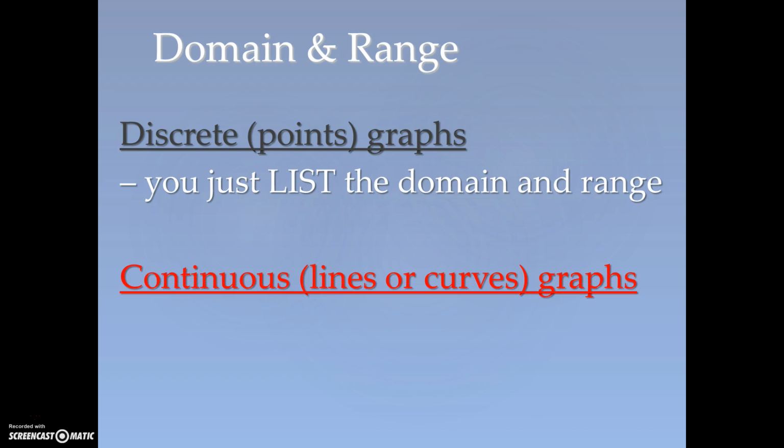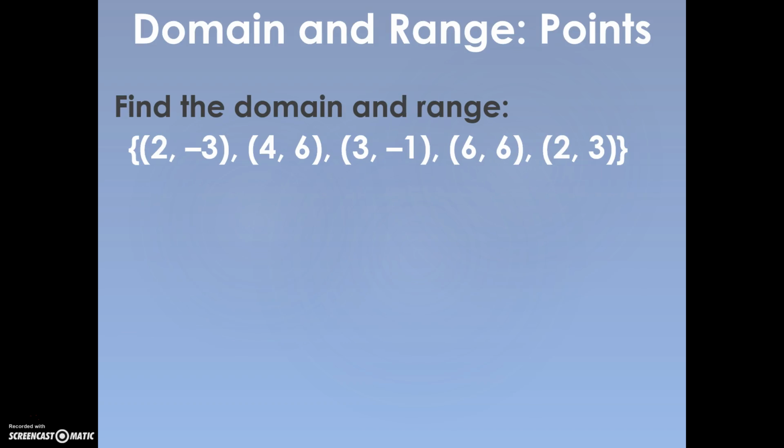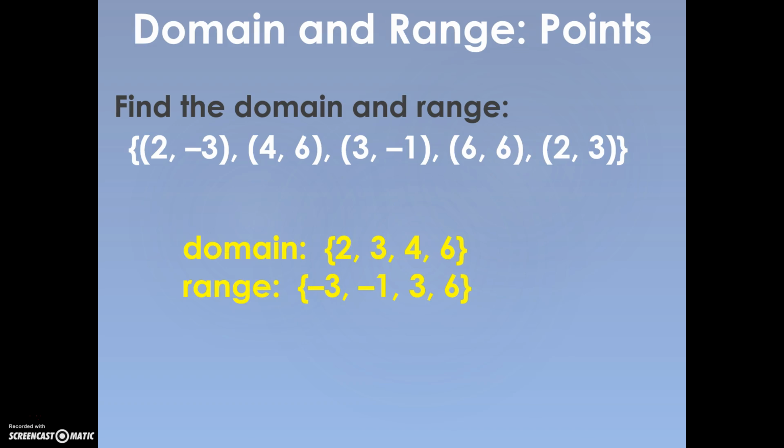But when it's continuous, you have lines or curves on the graph. We're going to learn how to use interval notation to describe what the domain and range is. So if we're looking at this set of points, we are going to simply list the x values as our domain and the y values as our range. So right here we have a domain of 2, 3, 4, and 6, and a range of -3, -1, 3, and 6.